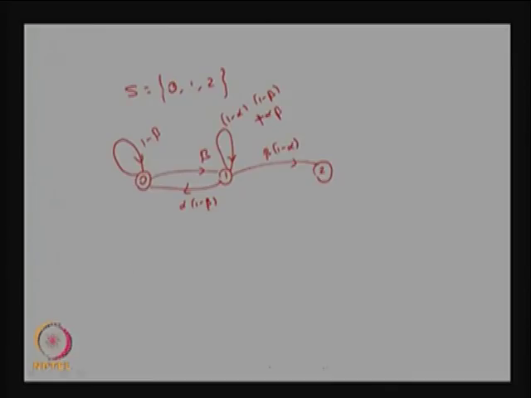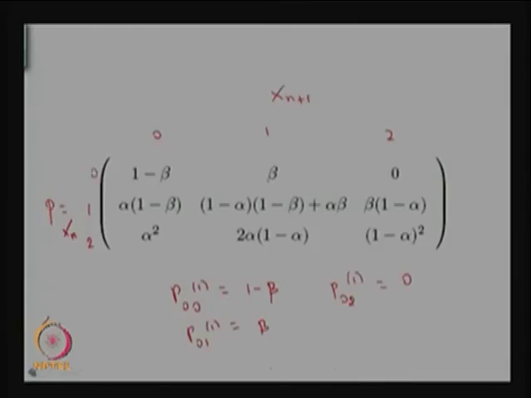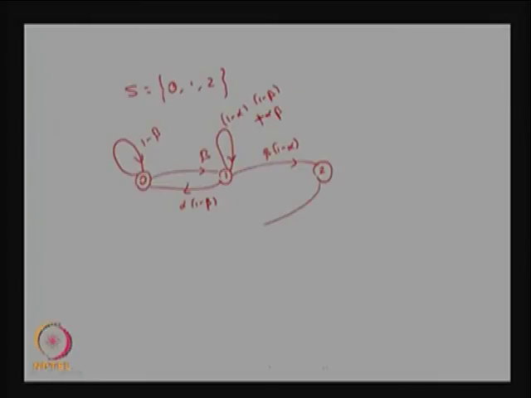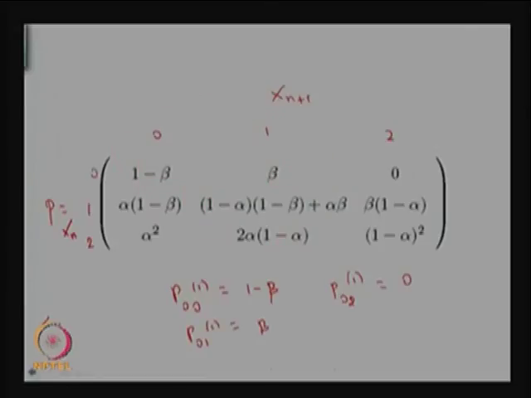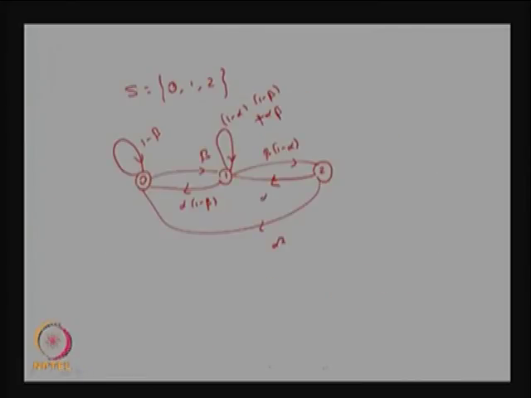Similarly, you can draw the arcs for 2 to 0, that is alpha square, and 2 to 1 and so on. Therefore, 2 to 0 is alpha square, 2 to 1 is 2 alpha times 1 minus alpha, and 2 to 2 is 1 minus alpha whole square. So the state transition diagram is a pictorial view of the one step transition probability matrix.